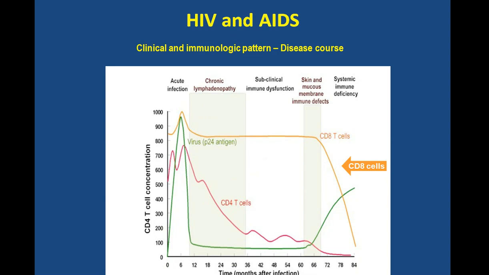HIV and AIDS, clinical immunological pattern, disease course. You see the CD4 T cell concentration is reduced. At last, the quantity of CD8 T cells is reduced too, and the quantity of virus, after some period of decreasing, will increase, and the disease will continue.